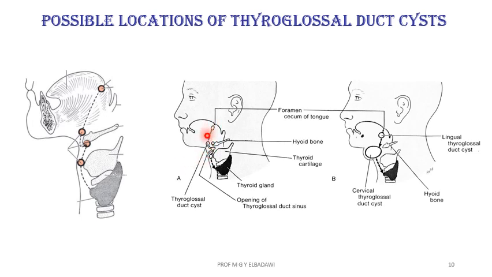Here it shows again the site. This is usually the lingual thyroid, and these are the three sites of the cyst. That's the lingual one, a cervical one, which is either superior or inferior to the hyoid, or a bit lower down. These are the sites of the thyroglossal cyst and the possible sites of the thyroid gland, which does not completely descend down.